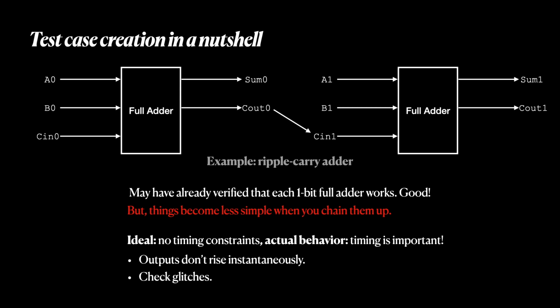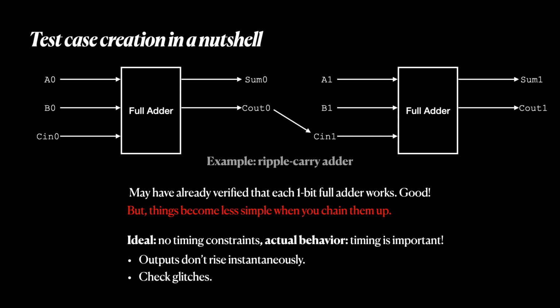Outputs don't rise instantaneously once they change, and these can result in spurious outputs called glitches, and you want to check for that in the testing phase. Verifying the n-bit adder's behavior like this also allows us to make sense of the timing characteristics and the implications this would have on the modules with which it interfaces.